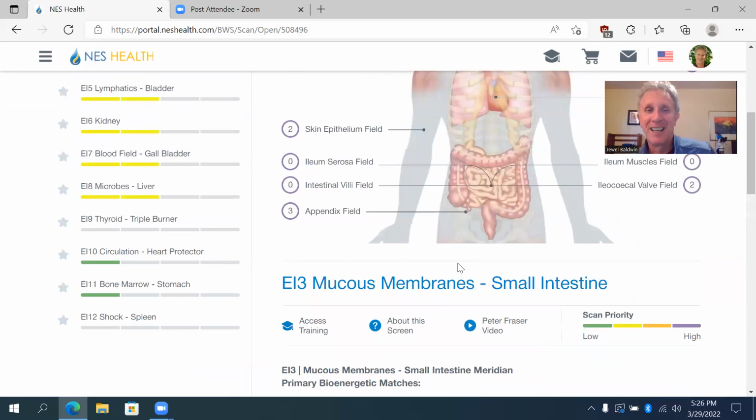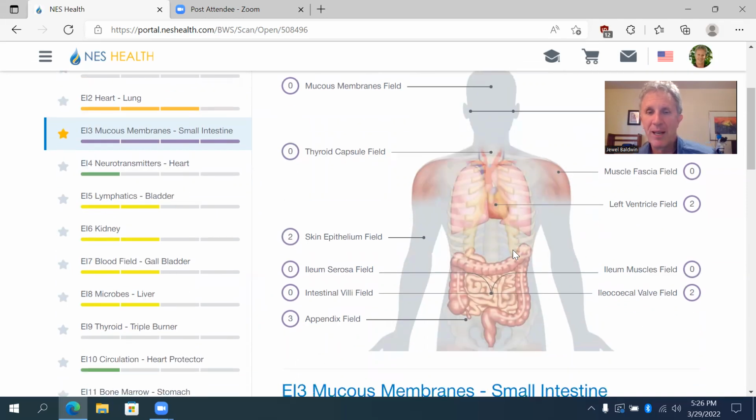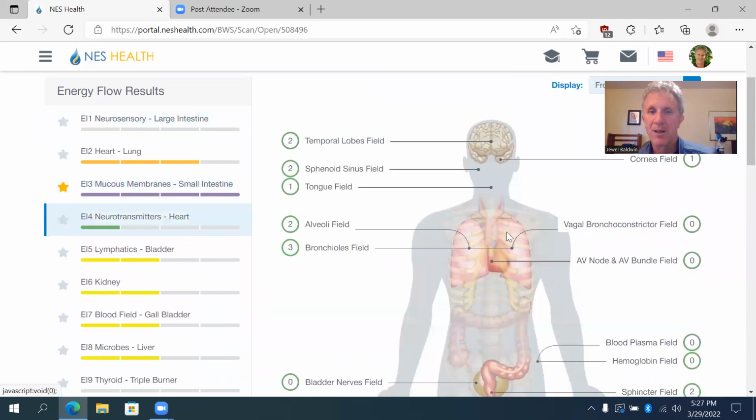So I got the infoceutical, which matches the bioenergetic imbalances found in EI3. And I started taking that recently, and we'll see how that moves through the next 3 or 4 weeks. So going down the integrators, we have EI4, which is neurotransmitters and heart.